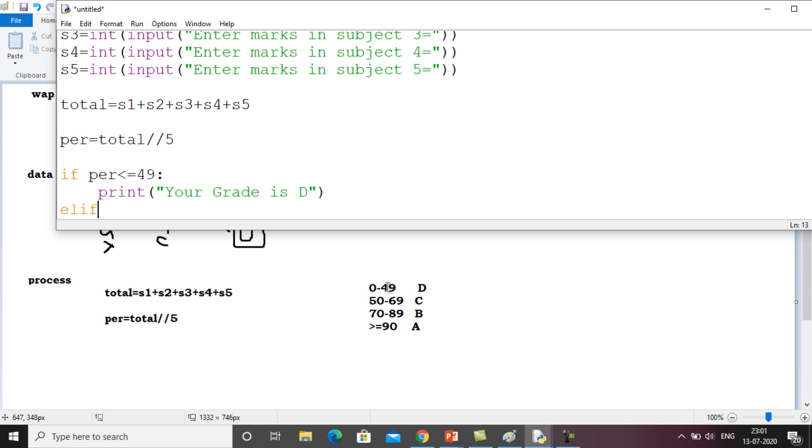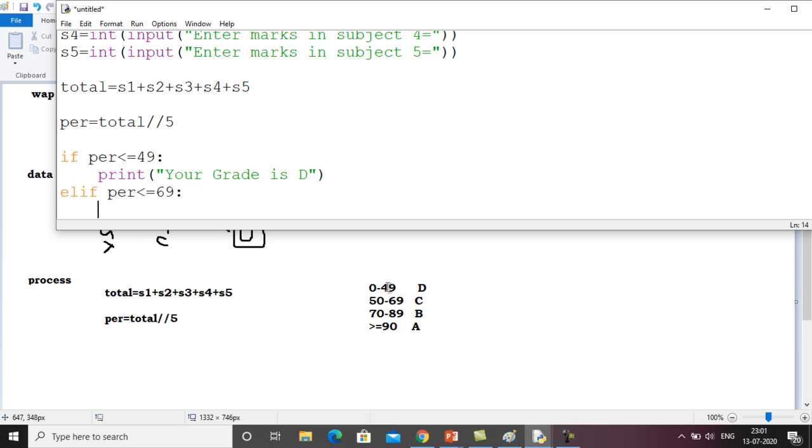Then elif, because there are some more conditions also. If percentage is less than equal to 69. Now you can see that if the percentage is not less than equal to 49, then the control moves to the next part, that is the elif part. And if it checks if the percentage is less than equal to 69, that is from 50 to 69, then you have to print the message that your grade is C, right?